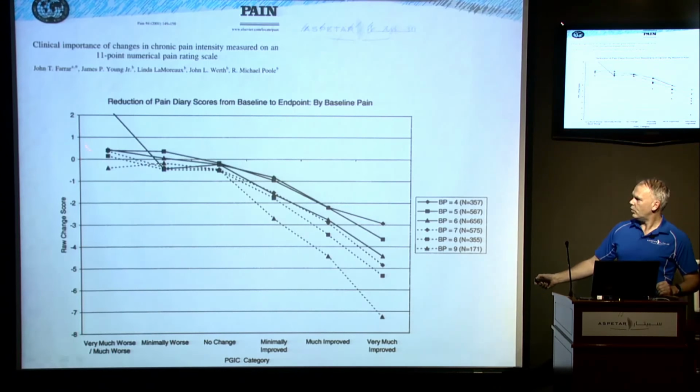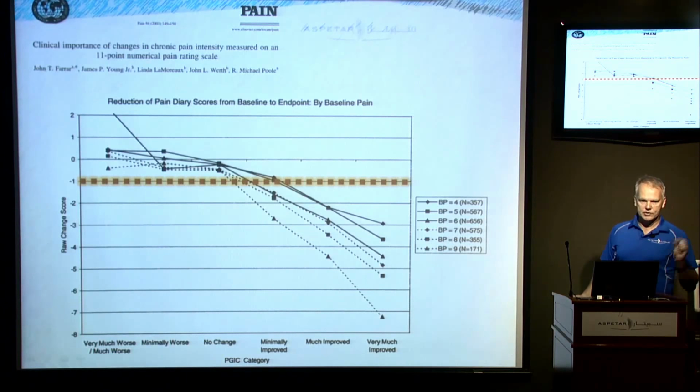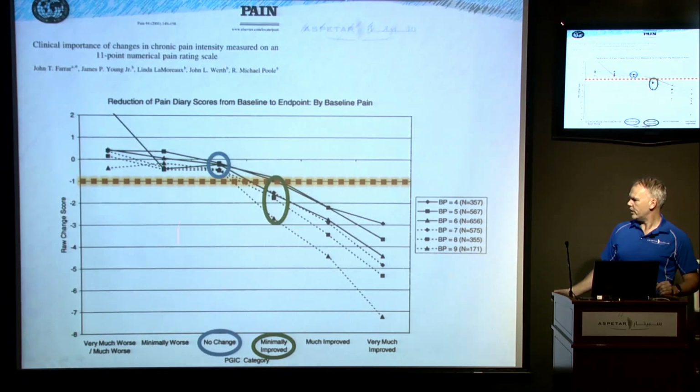So if the pain went up, their pain was getting worse. If the pain went down, it was getting better. And if we look at our 1 out of 10 change in pain that we saw from dry needling, as far as patients are concerned, that ranks somewhere between no change and minimally improved.